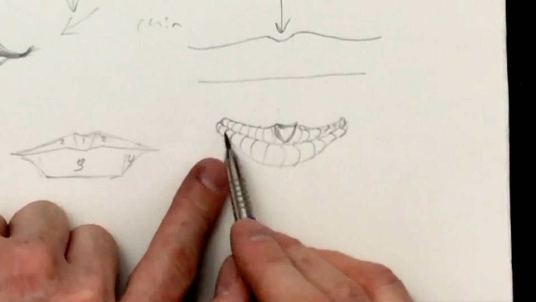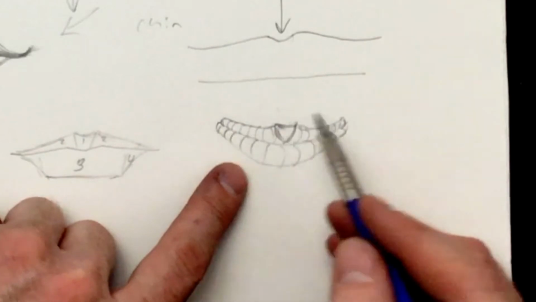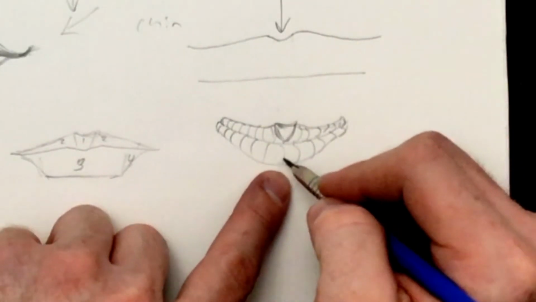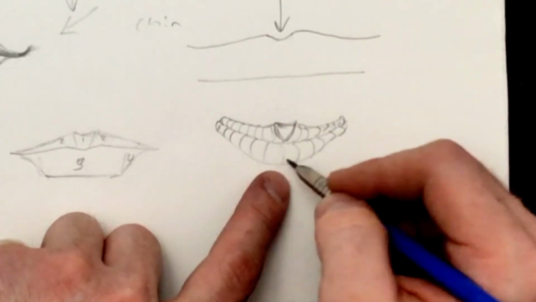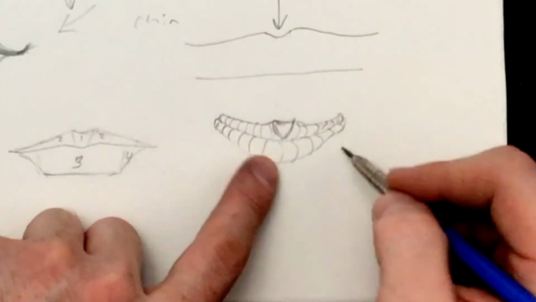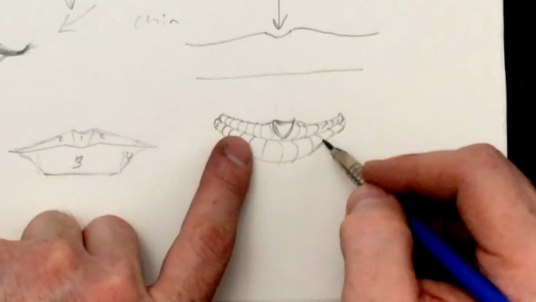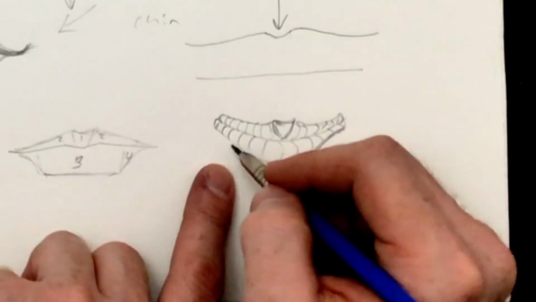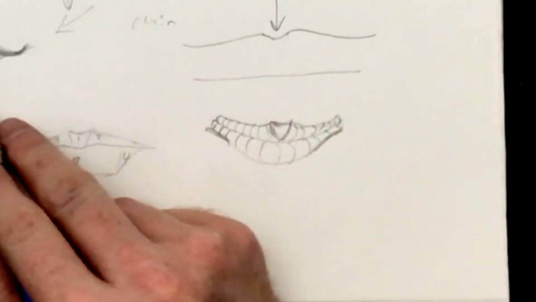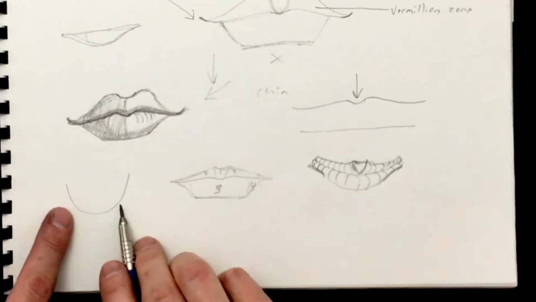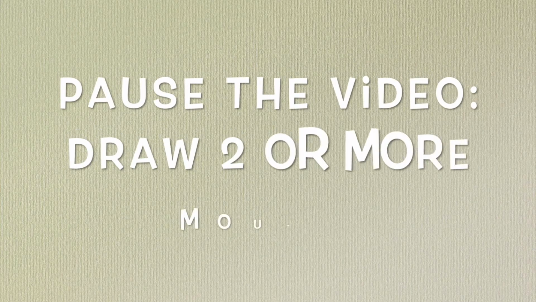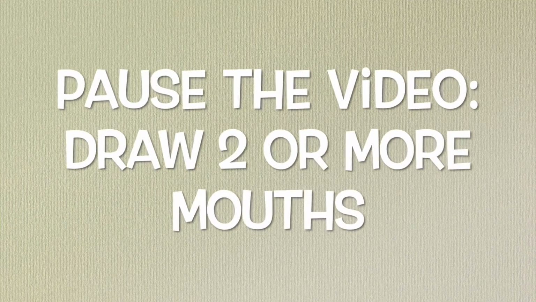Our lips are essentially these two long cylindrical forms that are close to us and move further away from us, that are more bunched up, that are getting thinner. That combination makes it so that the bottom of our lip curls upwards, and this is partially what gives us that original illusion of we smile like this. Pause the video and draw 2 or more mouths.